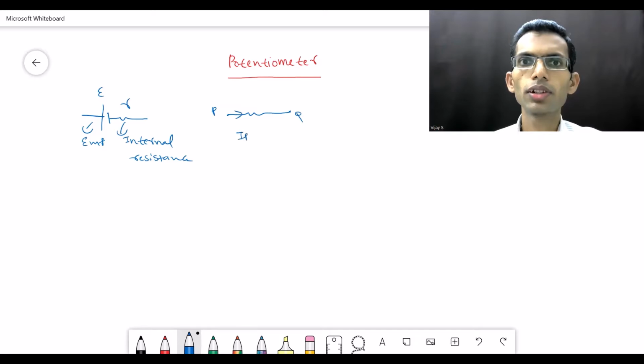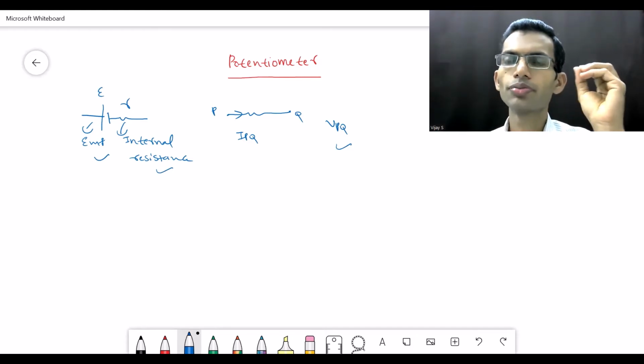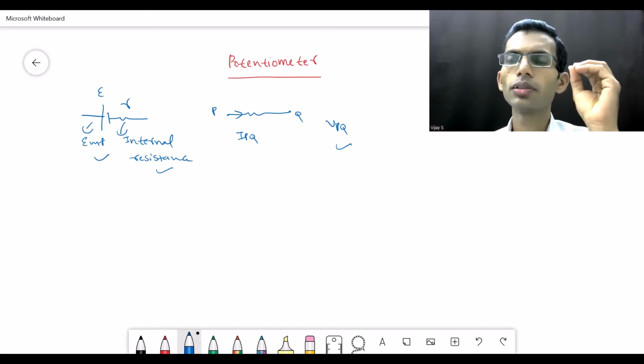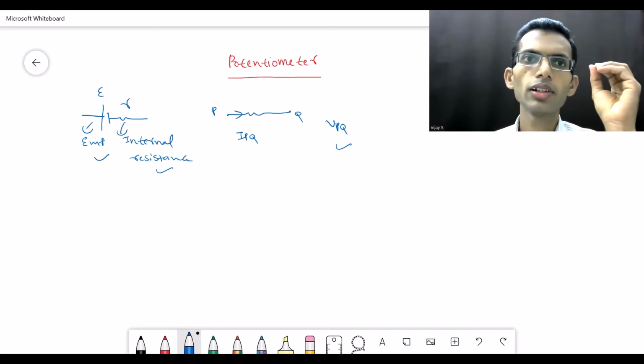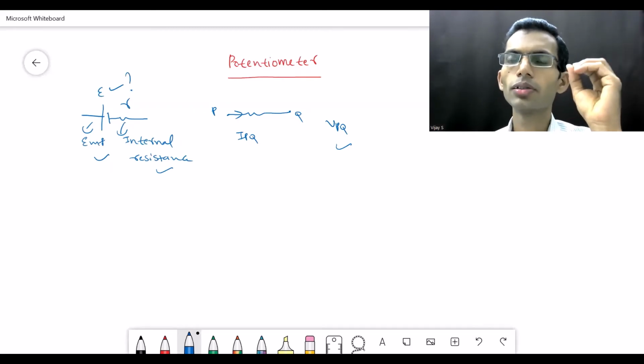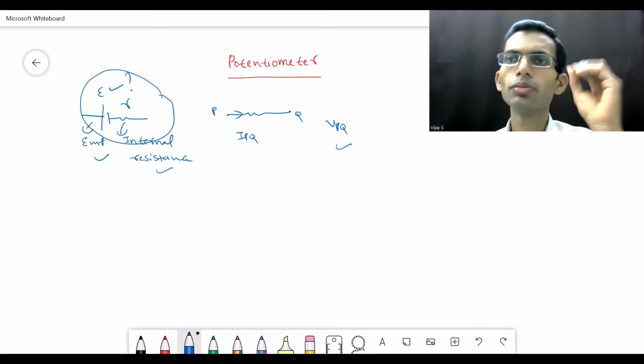So let us say IPQ is the current flowing through the resistor. So potential difference across the resistance means VPQ. So these three things can be measured with the help of potentiometer. So in this lecture, we are going to see how to measure the EMF of the cell with the help of potentiometer. Let us say we want to measure the EMF of the same cell like this. So we want to measure EMF of the same cell. How to measure? Let us see.